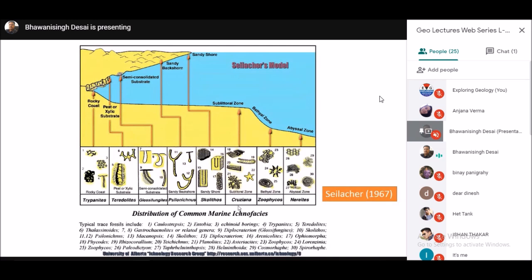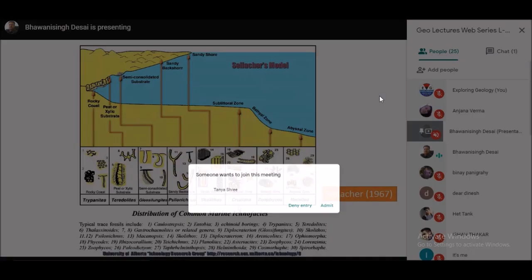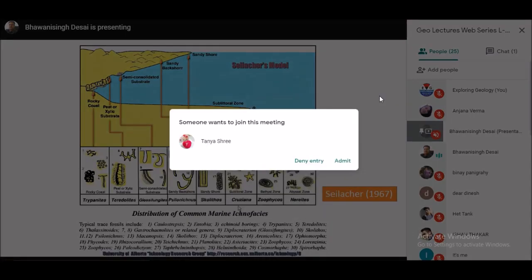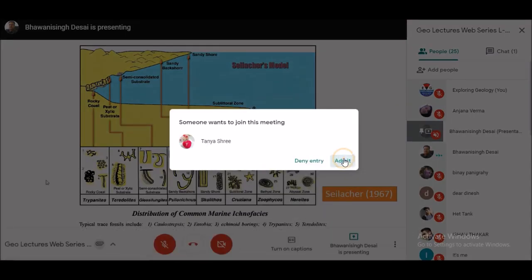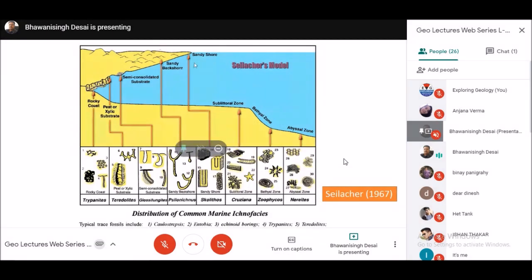Bathymetry in the relative sense, not in the actual sense. So what he did, he identified that Psilonichnus and Skolithos are those kind of ichnofacies which are very common in the shoreface environment. But as you go deeper into the ocean, it is replaced by Cruziana, then by Zoophycos and Nereites.